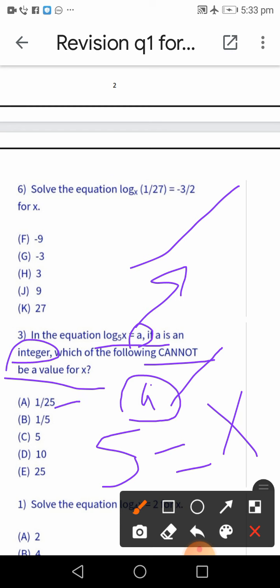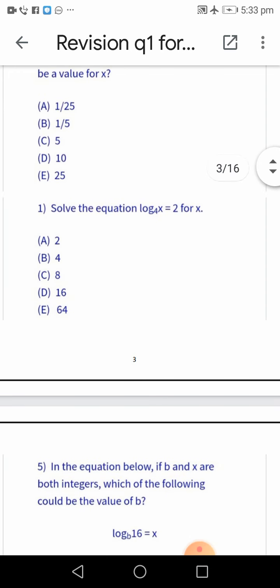Do you think 1/25? Of course it's okay, because a can be -2. Can it be 1/5? Of course x can be 1/5, because a may be -1. Can it be 5? Yes, because a can be 1. What about 10? If the answer is 10, 5 power what gives me 10? It's not an integer, so the answer will be 10. Here you can solve it by calculator.